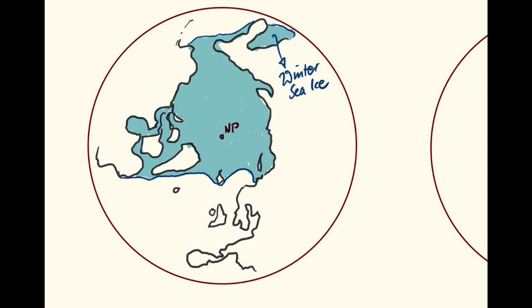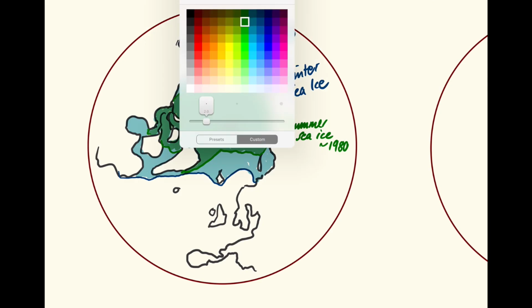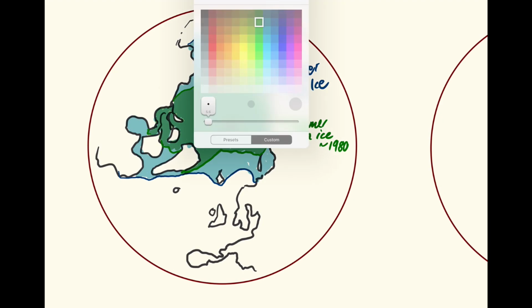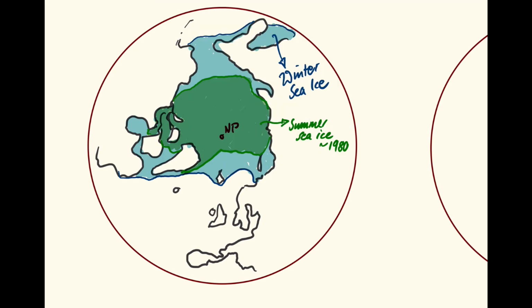Now in the summer, sea ice used to cover most of the central Arctic. And what I'm drawing here is roughly the summer extent of sea ice in 1980. Now this summer sea ice has melted further and further back over the last 40 years. Every decade over the last 40 years, we've been losing about 11% of our sea ice extent. So in 2020, this picture looked roughly as follows.